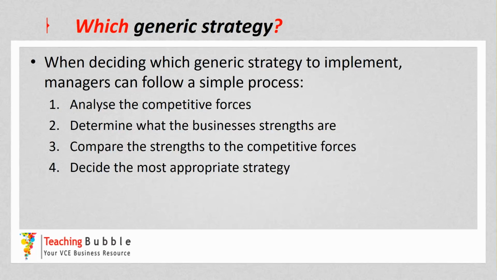So a basic process that a business should go through to decide on which generic strategy they should implement is firstly to analyze those competitive forces to really see where the industry sits currently. They should then look at their own strengths to see what they are good at and compare those strengths with the competitive forces to see probably where they're best placed to take advantage of within that particular industry, and then finally make a decision about the generic strategy that's best for them.